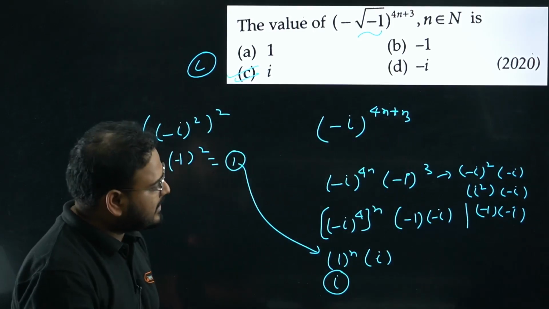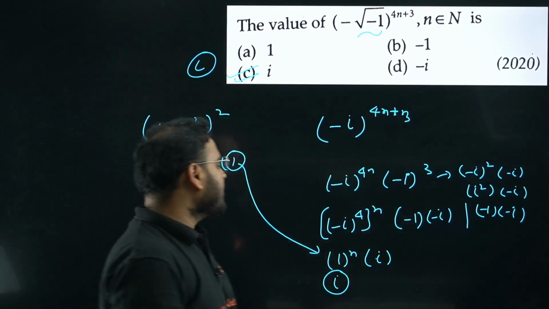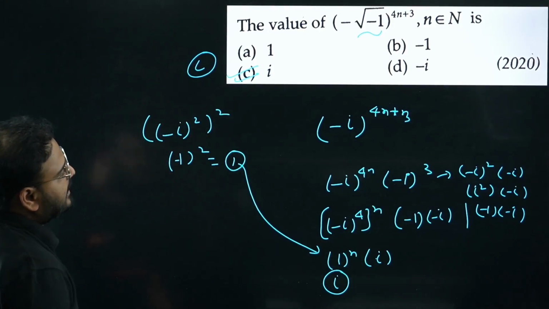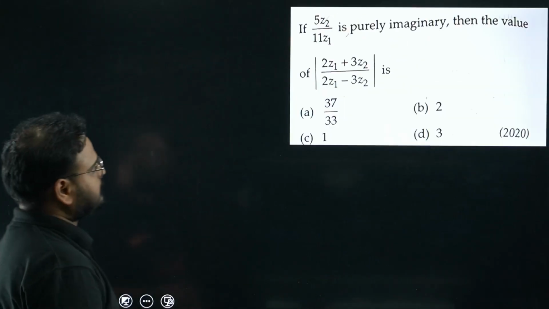Correct or not? i square is minus 1, right? Hence minus i. Please check. Result is simply plus i. Option C is correct. Next question.